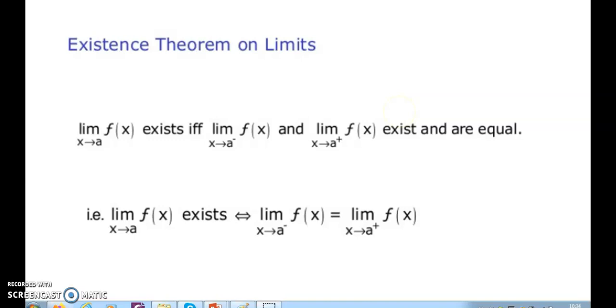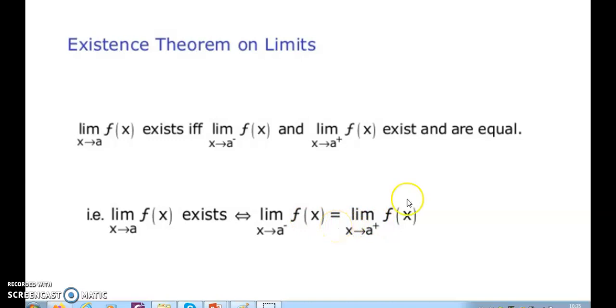Then there is the existence theorem on limits, which tells when your limit is going to exist. The limit of that function when x approaches a exists if and only if its right hand limit and its left hand limit exist and they are equal. The mathematical notation will be like this. The limit exists if and only if the left hand limit and the right hand limit, both of them are equal, then your limit will exist.